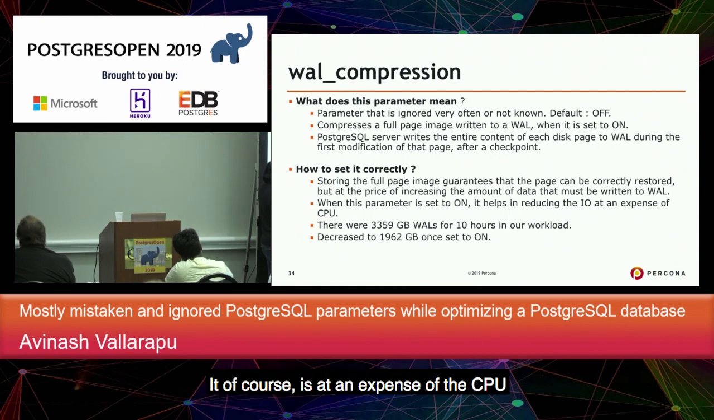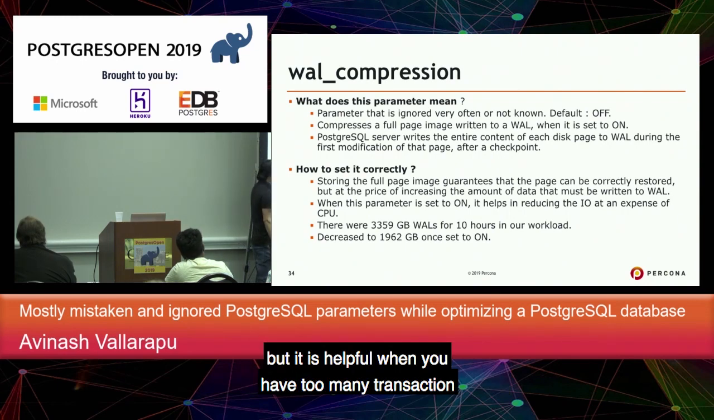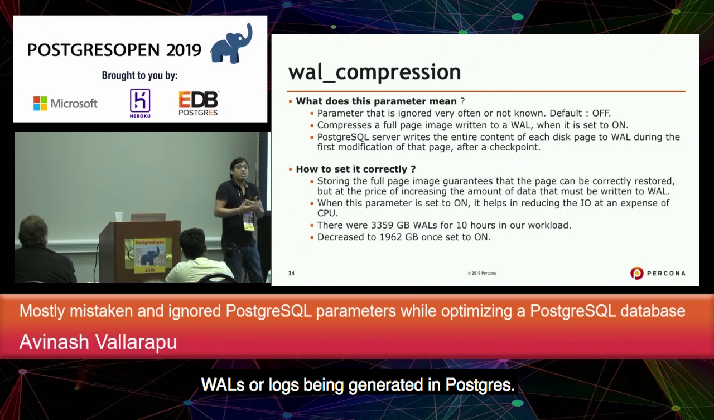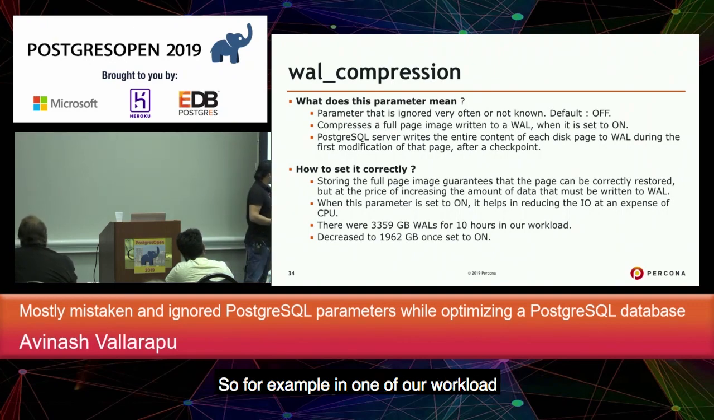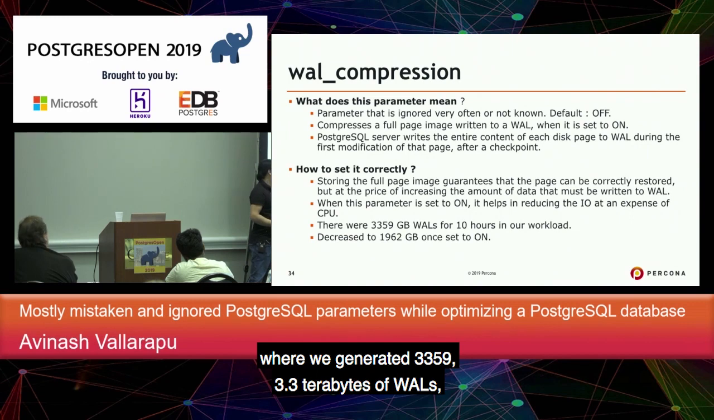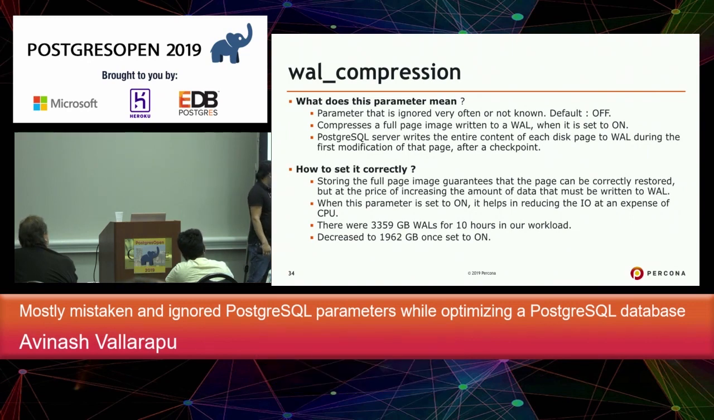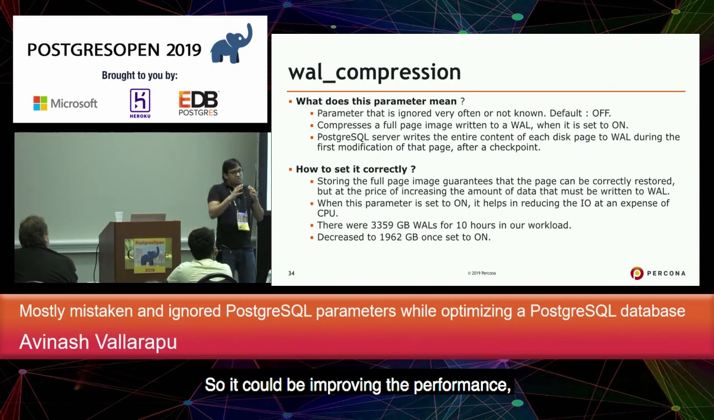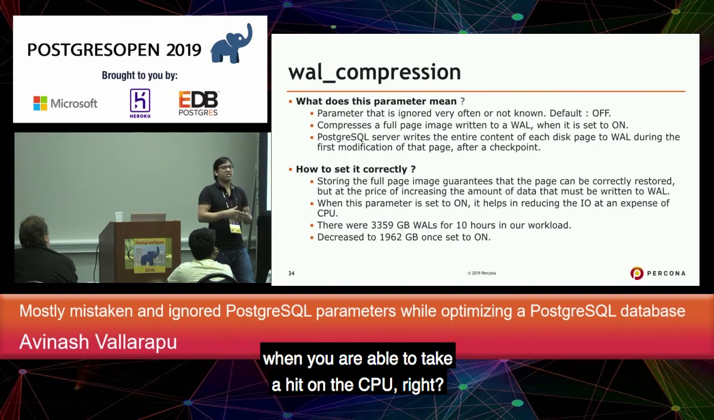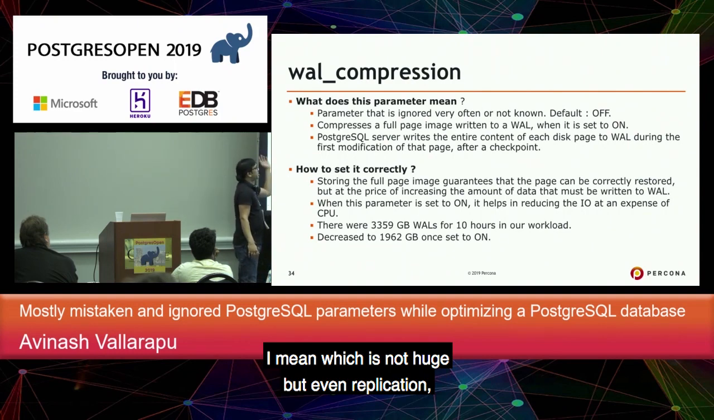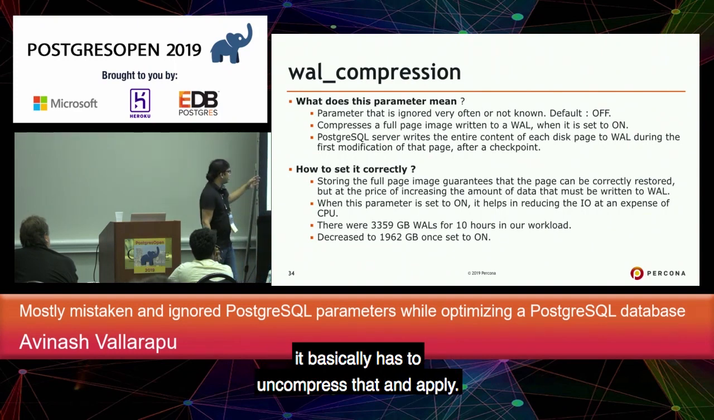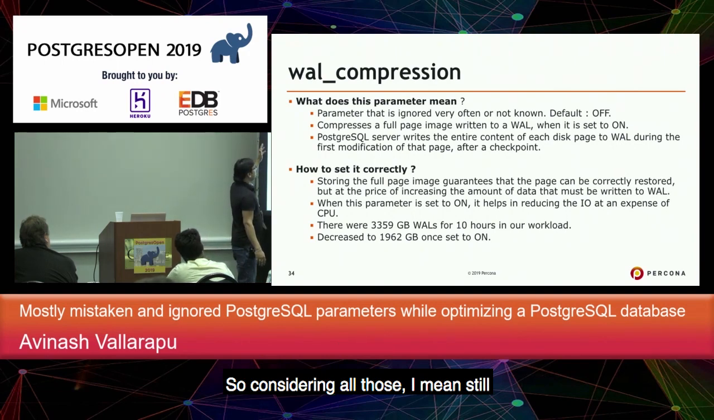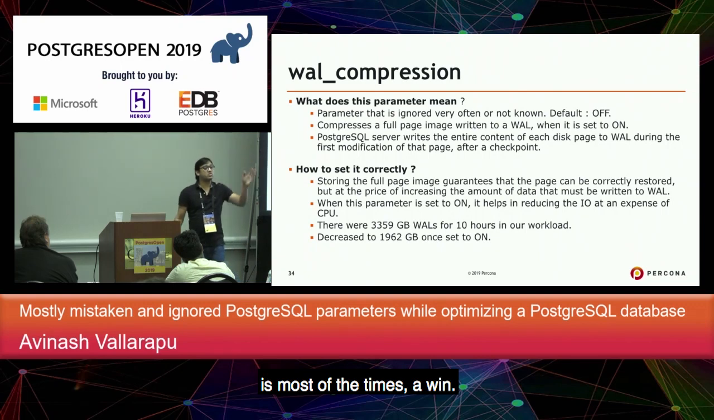It of course is at an expense of the CPU, but it is helpful when you have too many transaction WALs or logs being generated in Postgres. So for example, in one of our workloads where we generated 3.3 terabytes of WALs, it decreased to 1.9 terabytes when we set it to on, right? So it could be improving the performance when you are able to take a hit on the CPU, which is not huge. Even replication basically has to uncompress that and apply. So considering all those, still turning wal_compression on is most of the times a win.